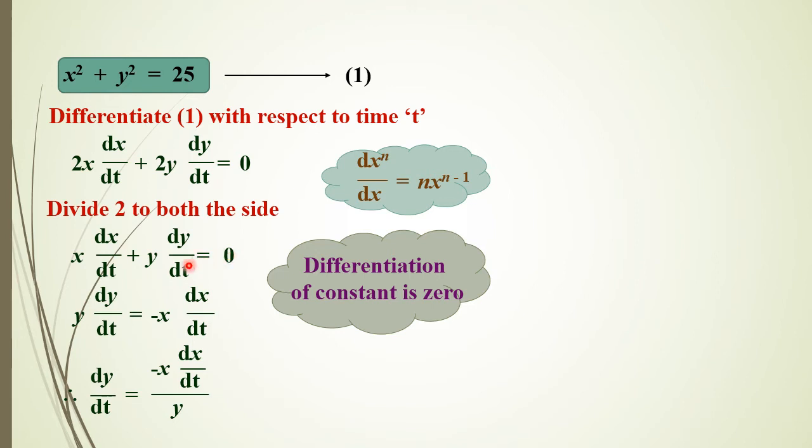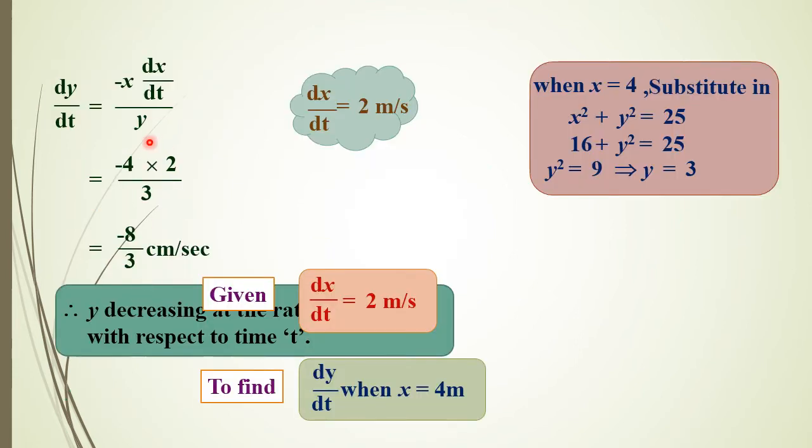Next, we know very well the values of x, y, and dx by dt. Substitute all the values in this equation, and then you will very easily get the value of dy by dt. So minus x, which is 4 meter, dx by dt is 2 meter, then y is 3 meter.